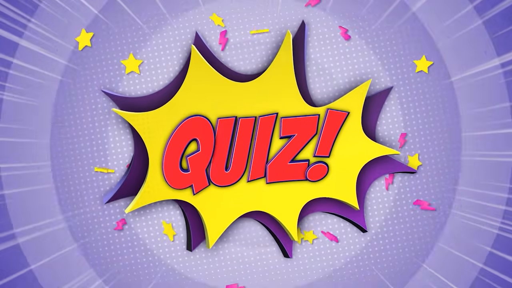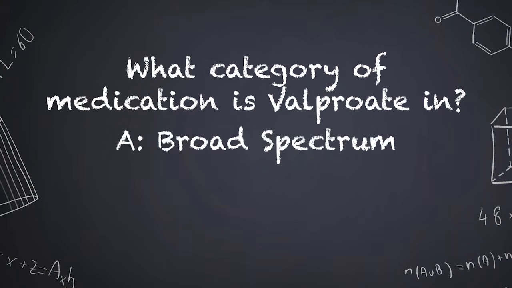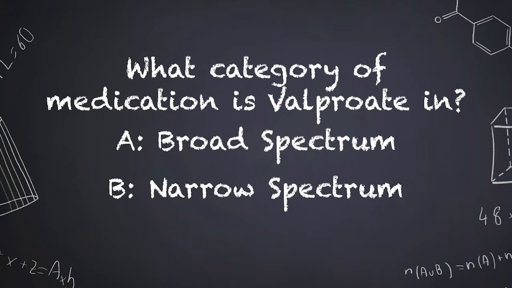All right, everyone, it's quiz time. Now that we know valproate is used to treat absence, partial, and generalized seizures, what category of medications does that put it in? A, broad spectrum drugs, or B, narrow spectrum drugs? Answer in the comments below.